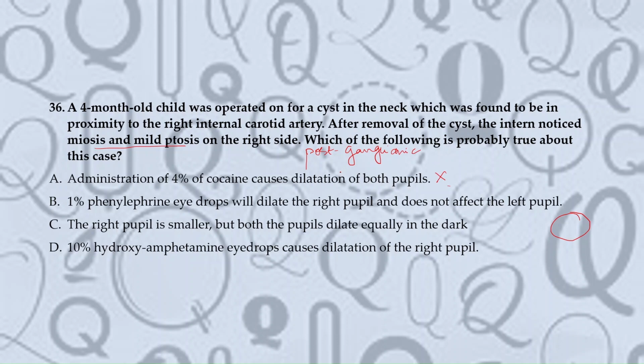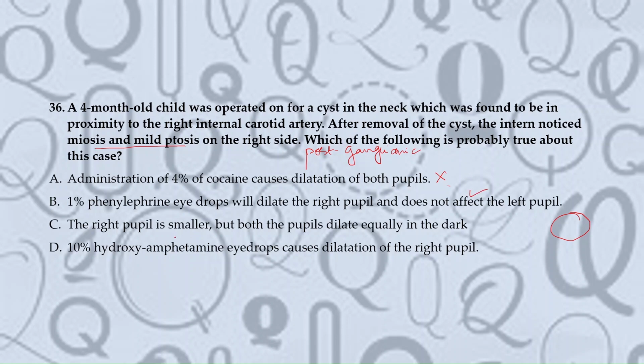What happens when we instill 1% phenylephrine? As it's a postganglionic lesion, there will be a supersensitivity of the nerve fibers. So when you instill diluted phenylephrine, there will be sudden dilatation of the affected pupil. In preganglionic lesions, there won't be dilatation. So the right answer is B.